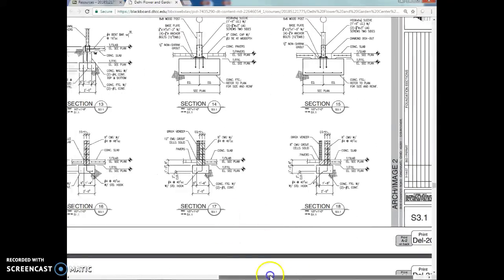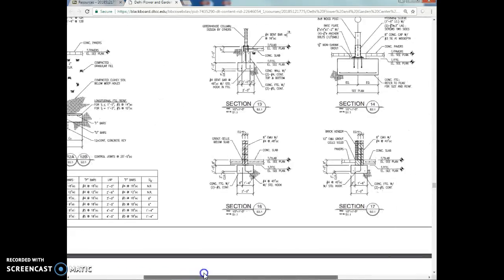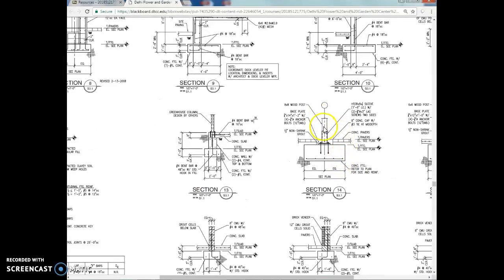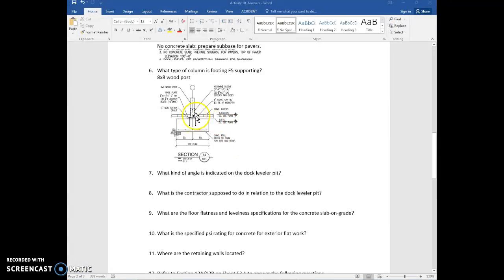when we're looking at 14, right here, we can see that in this section, which is footing 5, there's an 8x8 wood post. So the footing 5 is supporting an 8x8 wood post. So I'm going to go ahead and take a screen capture of that section.